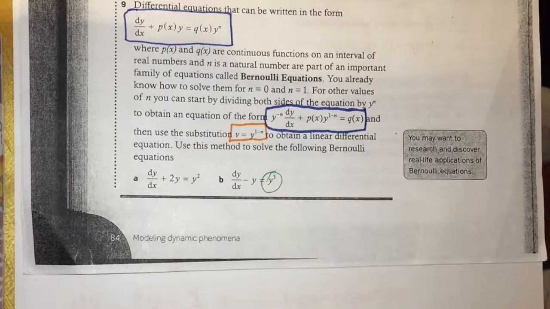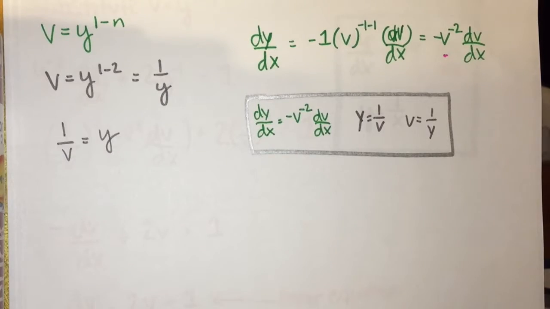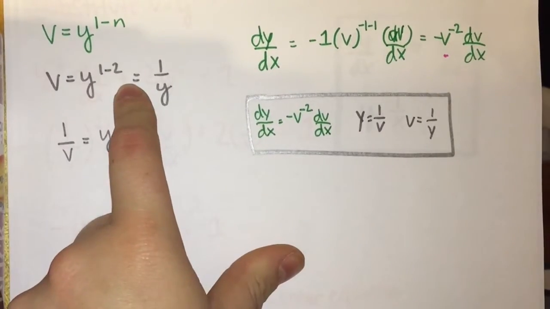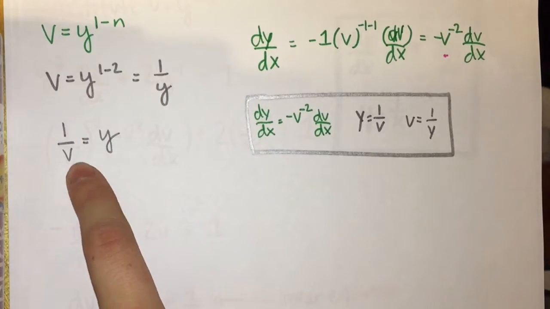So the problem says the next step is to use the substitution v equals y to the 1 minus n to obtain a linear differential equation. So first we need to figure out our values for what v is equal to. And we can just plug in 2 for n and find out that v is equal to 1 over y, and 1 over v is equal to y.